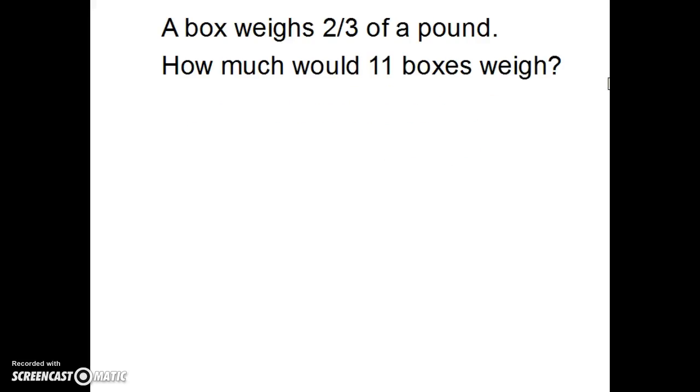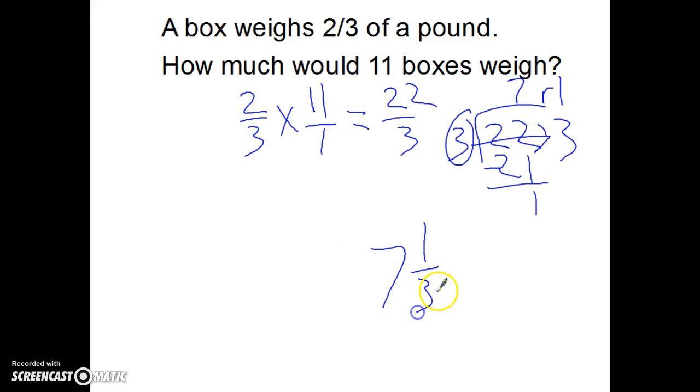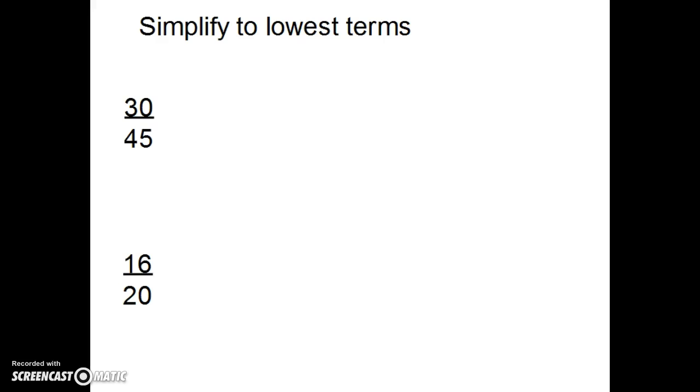A box weighs 2/3 of a pound. How much would 11 boxes weigh? So we got 2/3 for each box. There are 11 of those boxes in all. So we're going to multiply. Make my fraction improper. 2 times 11 is 22. 3 times 1 is 3. 22 thirds. 3 goes 7 times. Subtract, I got a 1. Bring over my denominator. 7 1/3 pounds. Then we just got a couple problems to go.